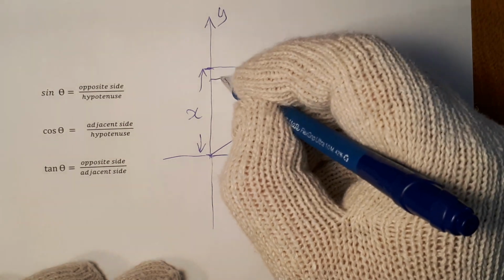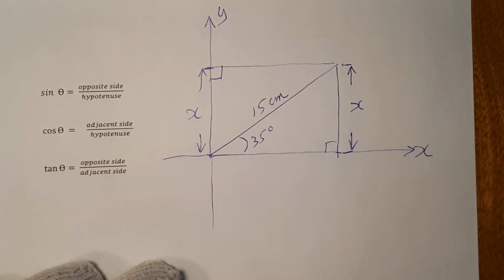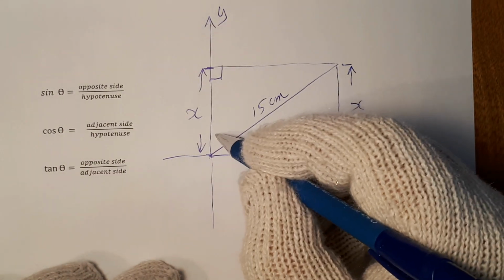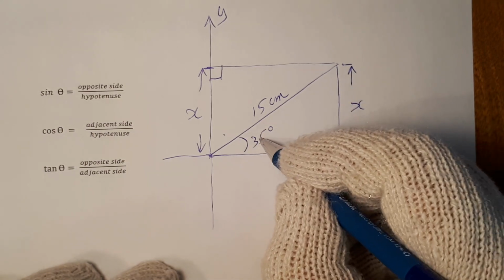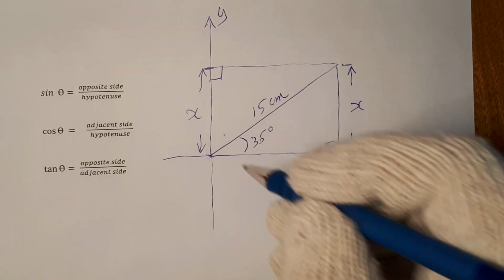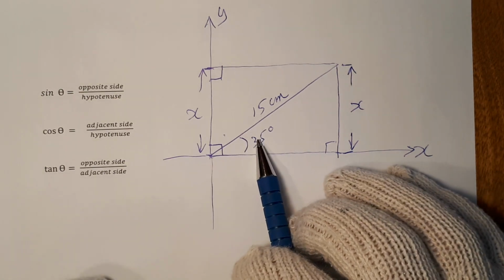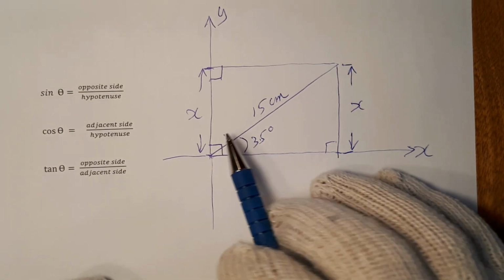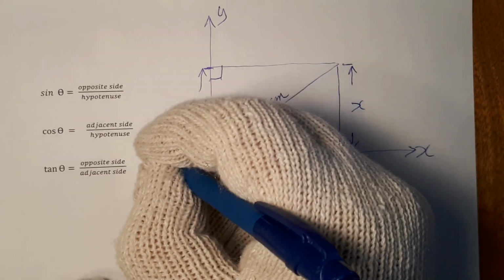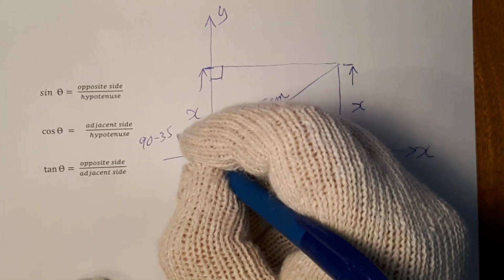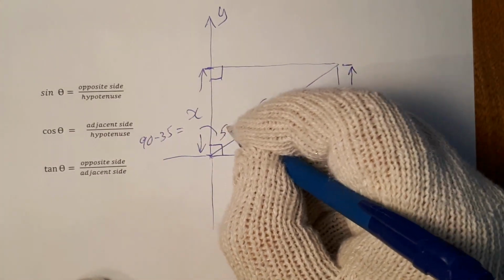And the angle here is 90 degrees. The angle I'm interested in down here now, I know this is 35. This whole thing right here has to be 90 degrees. Therefore, 90 minus 35 will give me this angle. 90 minus 35 is equal to 55 degrees.